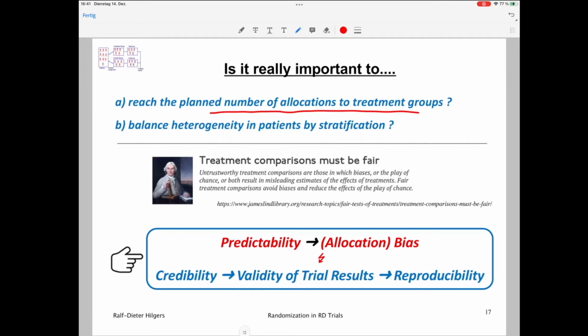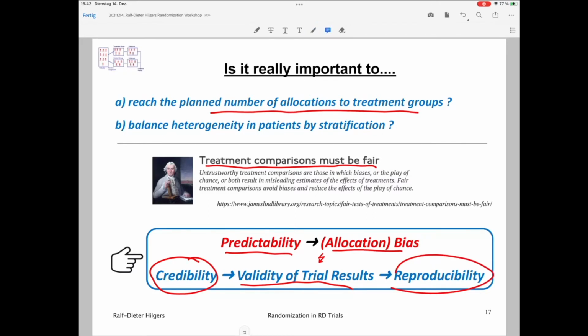What we want to have, as stated in the James Lind Library, is a treatment comparison which is fair. That is the most important thing. That is achieved if we avoid predictability, because we know that predictability forces allocation bias. And if we have allocation bias in our trial, we have less credibility in our study, the validity of our trial results is less, and so the reproducibility of our research is also less.